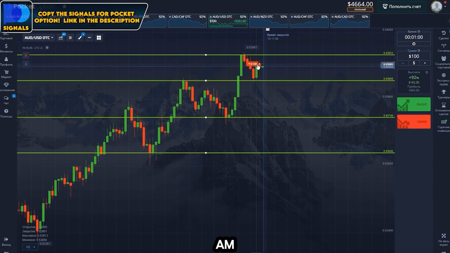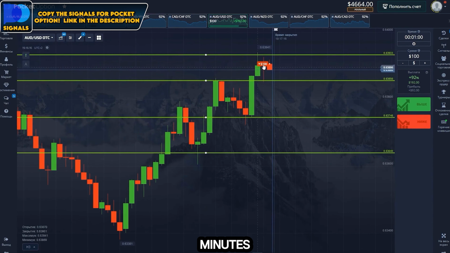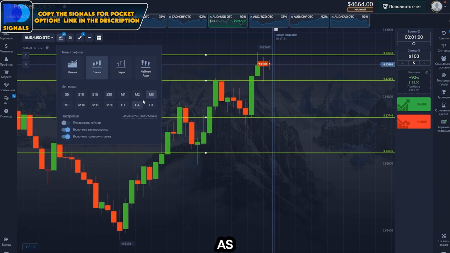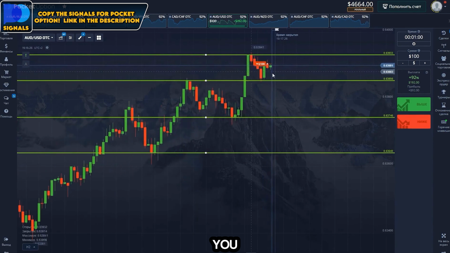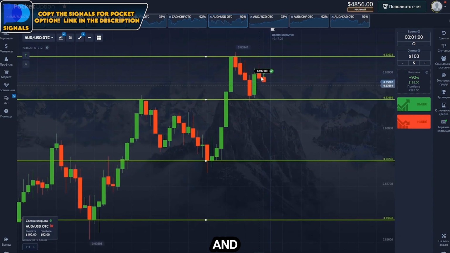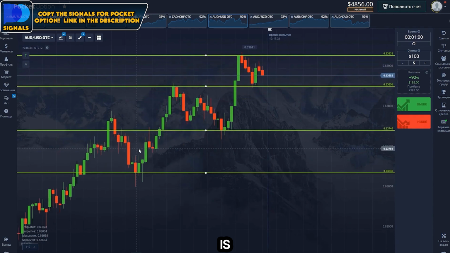So why am I entering for 1 minute? Because my candles are on 1 minute. If we switch to 3 minutes, the lines will already be incorrectly placed, as you can clearly notice. Therefore, whatever time frame you place your lines on, you trade on that one. Everything is simple. So the trade is closed with a profit of $92.